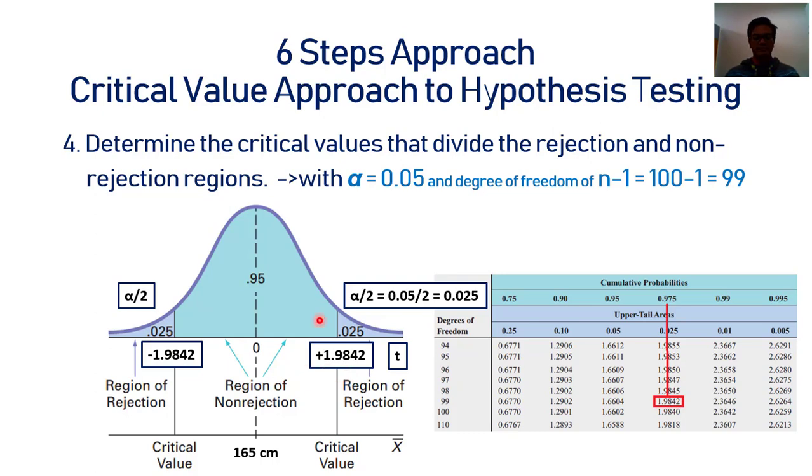At the right side, the critical value will be defined as plus 1.9842, and then at the left side, the critical value will be minus 1.9842. Since the distribution is symmetrical, the values will be symmetrical.